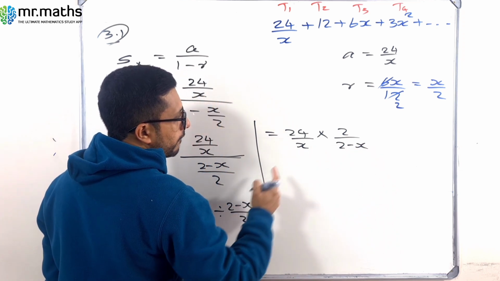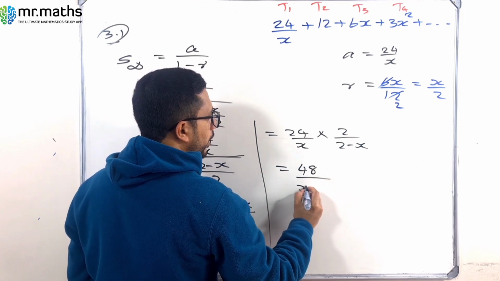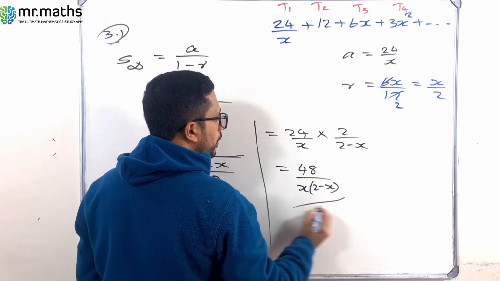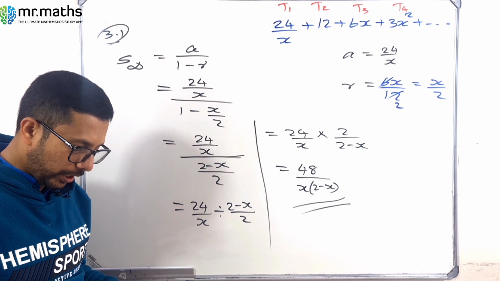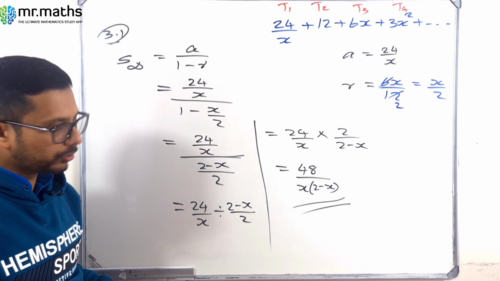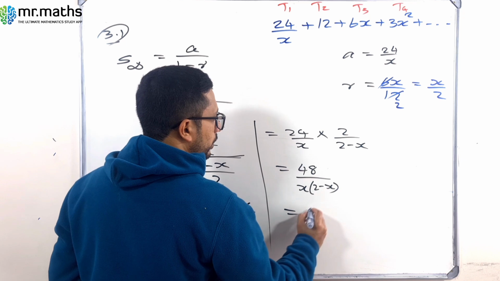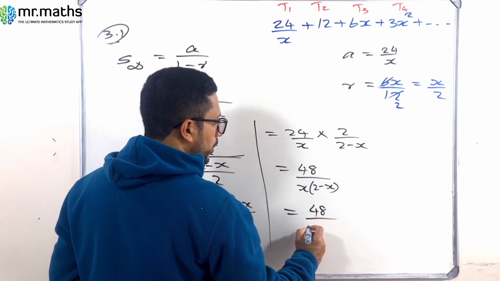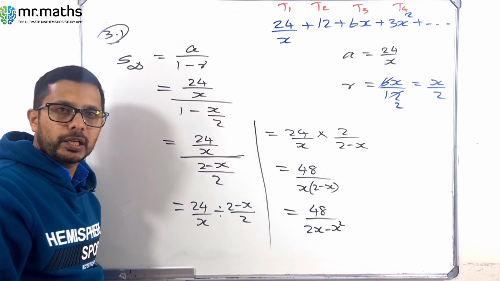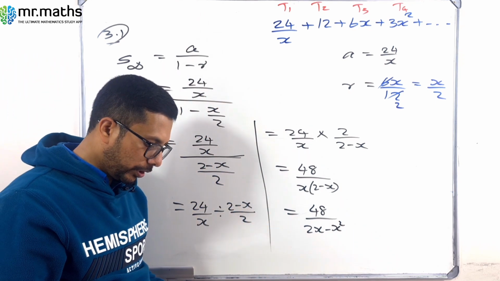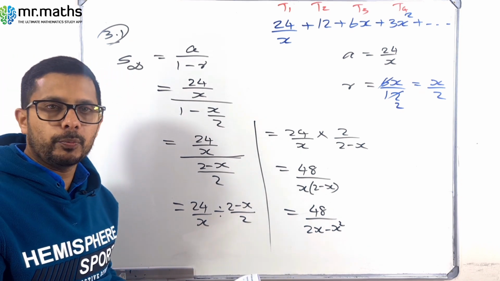So here 24 times 2, that is 48, divided by x into 2 minus x. Or you can expand the bracket also. You can write it like that also. It's not compulsory, but okay, anyway. So here this is 48 divided by x into 2 is 2x, x into minus x is minus x squared. You can write it like that also. Okay, so that is question number 3.1. Now let's move to the next question, 3.2.